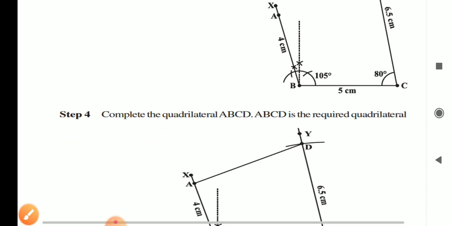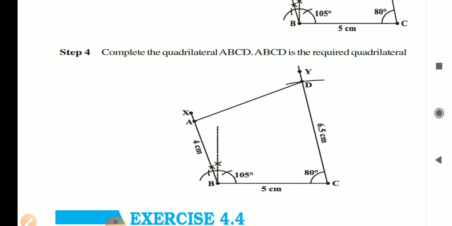Now step number 4: you can see easily that you already got the points A and D. Now join point A to point D. This is the required quadrilateral in which three sides are given and two included angles are also given.